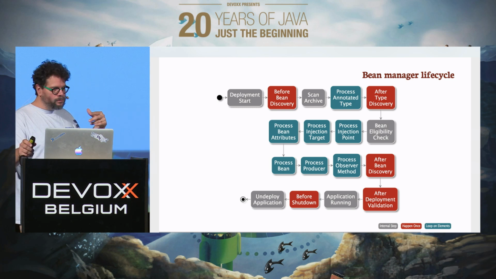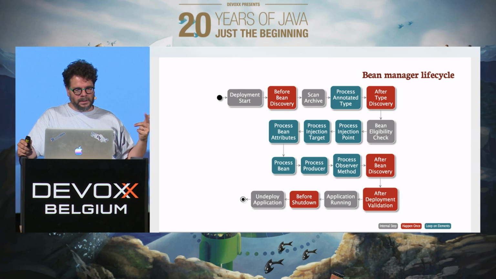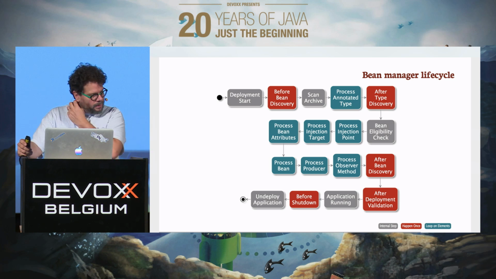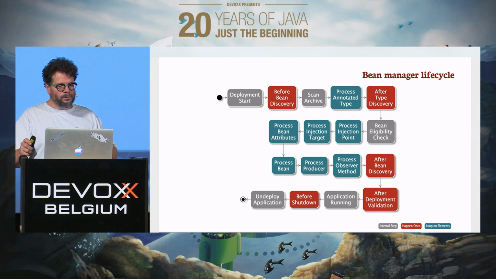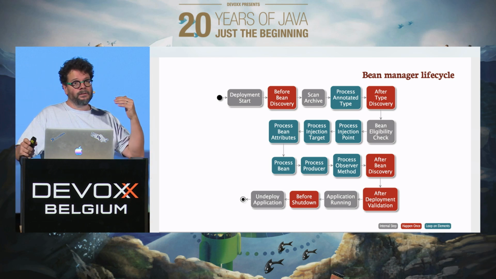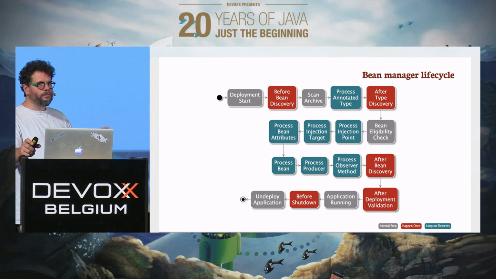After that, we have two phases linked to beans: the bean attributes and the beans themselves. So we can change the attributes of each bean and decide that we won't let this bean be added to the collection of beans. When all the beans were discovered, we have information about things that are internal to the beans, that would be the producers. So we have an event triggered for each producer discovered in every bean. The same for observer methods. So you saw the method with the @Observes annotation. So we can work on all observer methods.